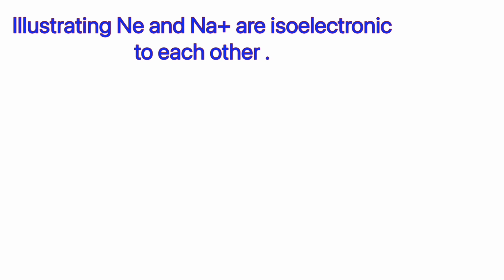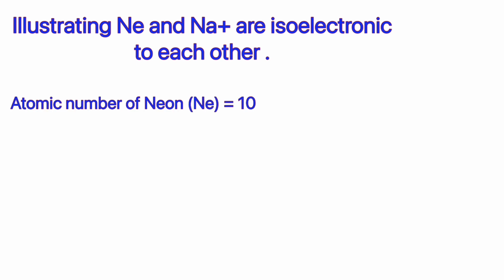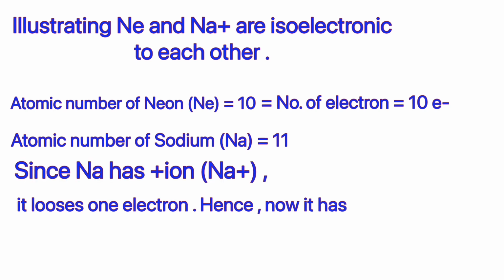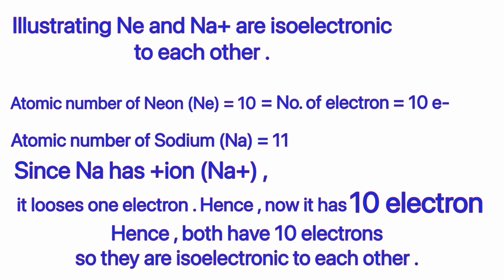To take the example of Ne and Na+, the atomic number of Ne is 10 and the number of electrons is 10. In the case of Na, the atomic number of Na is 11. Since Na has a positive ion, it loses 1 electron, so it also becomes 10 electrons. So sodium also has 10 electrons and neon also has 10 electrons. Since both have the same number of electrons, they are isoelectronic to each other.